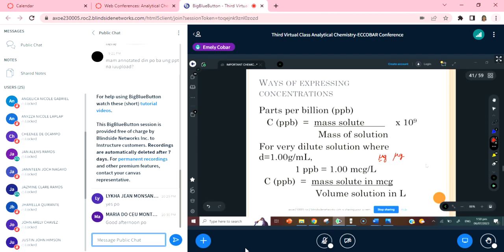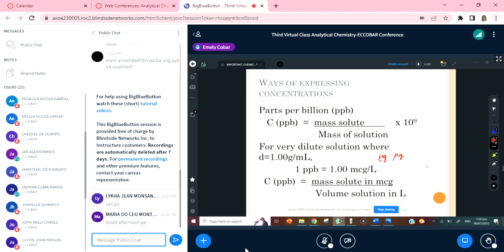Now, how about parts per billion? Pag parts per billion, this is simply mass of solute over mass of solution times 10 to the 9 or billion. Okay? And again, for a very dilute solution, where the density is equal to 1 gram per mL, then 1 ppb is equal to 1 microgram per liter. This is microgram ha. Wala kasi akong symbol talaga sa microgram kasi nung ginagawa ko to, hindi ko makita yung symbol na microgram.